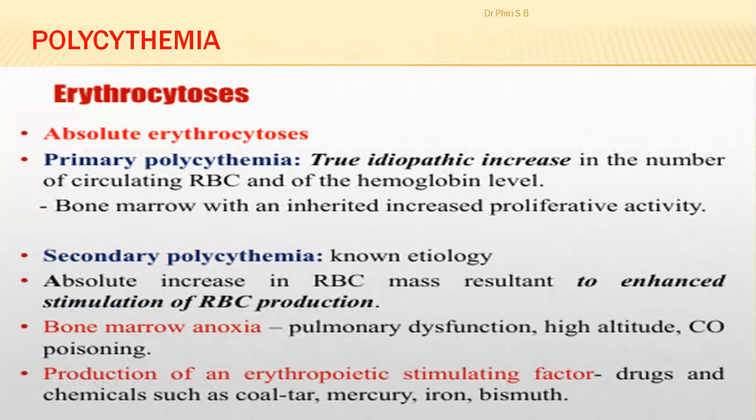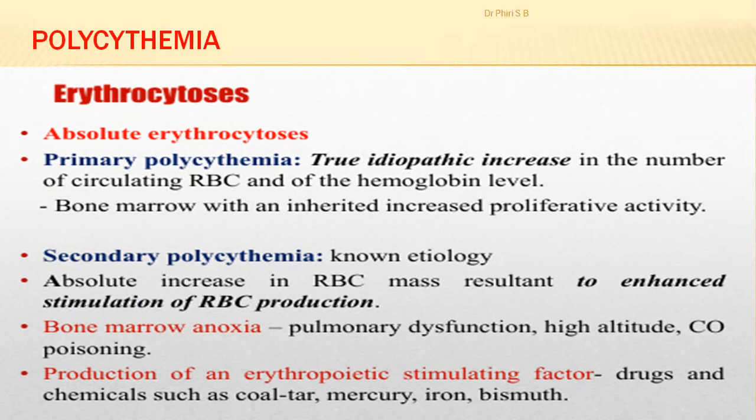The absolute erythrocytosis is divided into primary and secondary. So this absolute is the one now that you can have the effect of maybe cancer that is affecting the bone marrow or other conditions that can affect the production of erythropoietin. So that will have an effect on the production of red blood cells. So let's start looking at primary polycythemia. What happens in primary polycythemia?